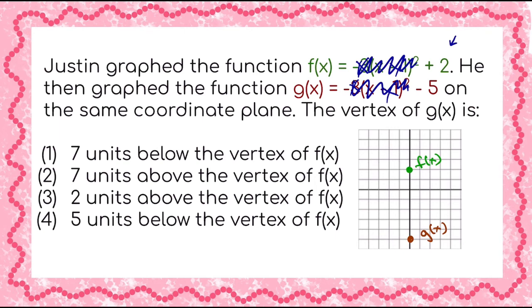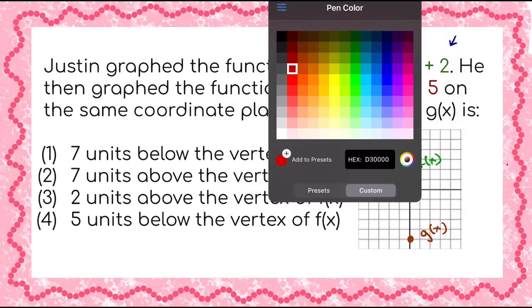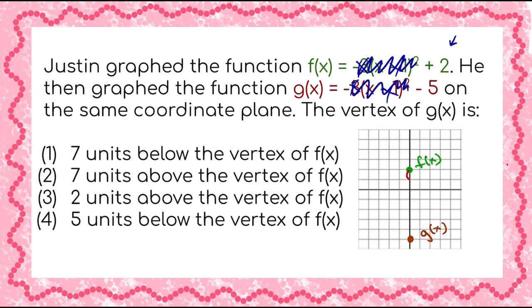To go from f of x to g of x, we go down 1, 2, 3, 4, 5, 6, 7. So 7 units down, and it looks like choice 1 describes that best. Again, you can also maybe do this in your head. How do you get from +2 to -5? Well, there's 7 units in between, and it's decreasing, it's going down, so that would be below.